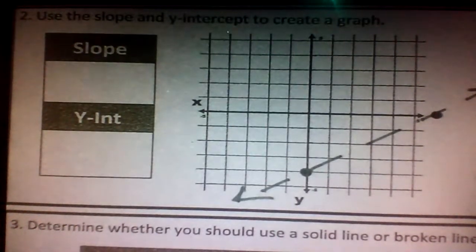You need to make sure that you identify whether it's broken or solid. If I drew a solid line here, it would be wrong. So, Seth just asked, how do I determine whether it's solid or broken? That's what number 3 is for.